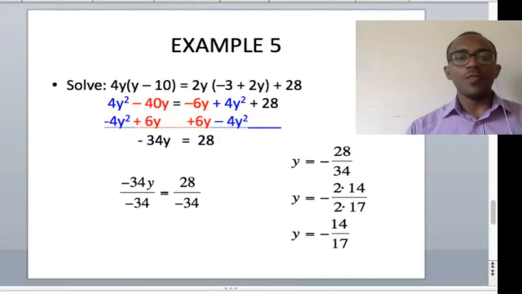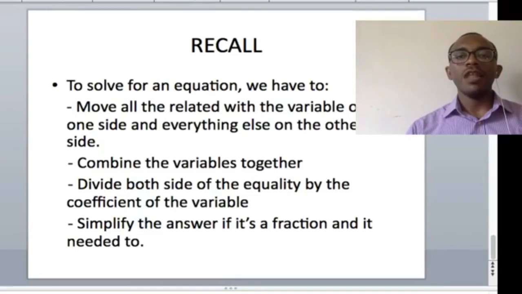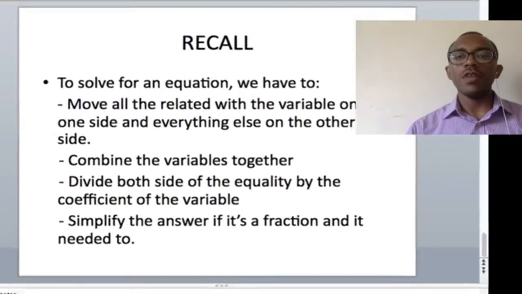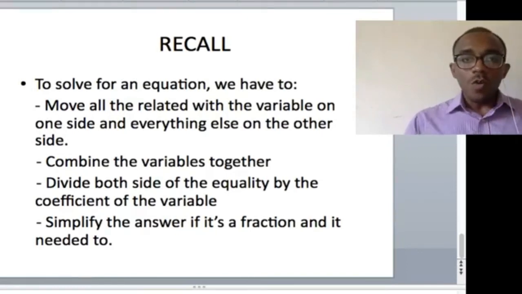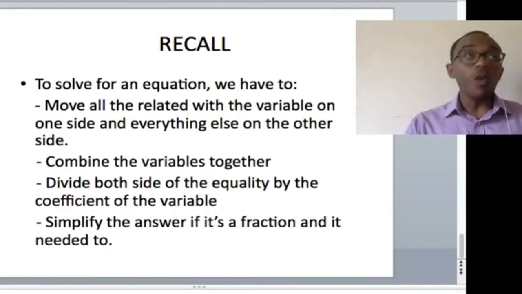Let's go on to the last part, the word recall. Let's recap everything that we did today. Put it on the side so you can see. Good. So what did we do today? What did you get from this lesson?